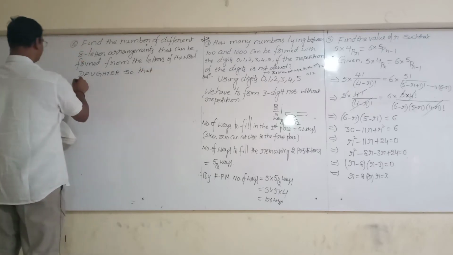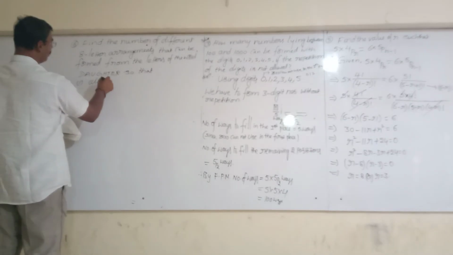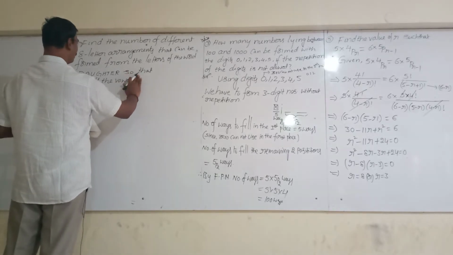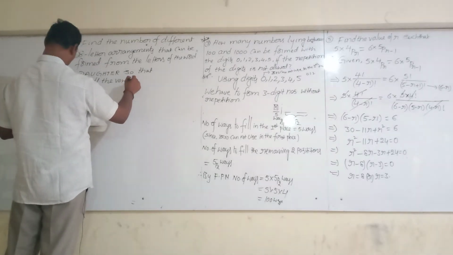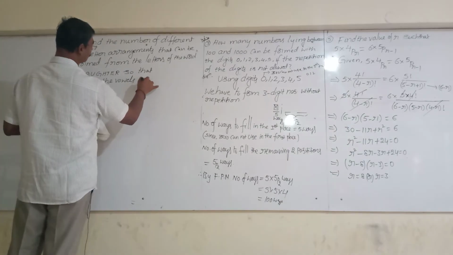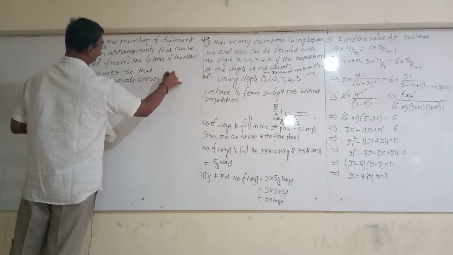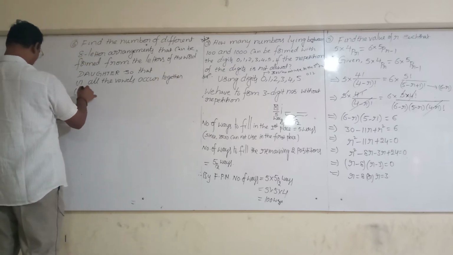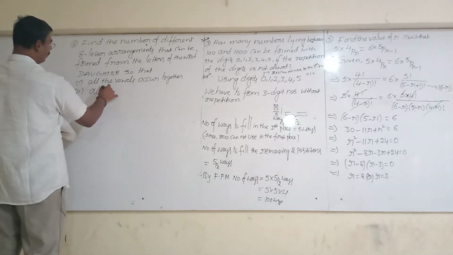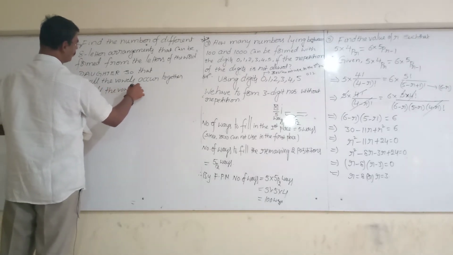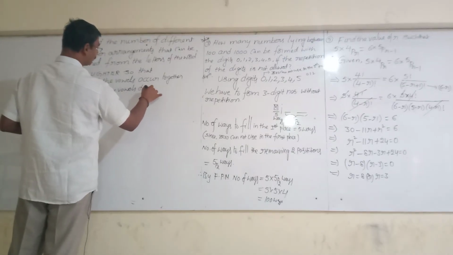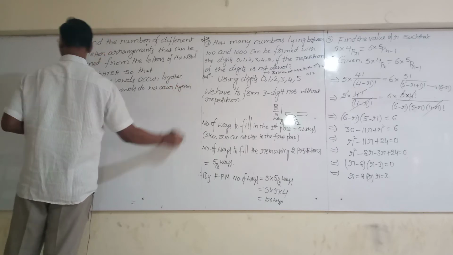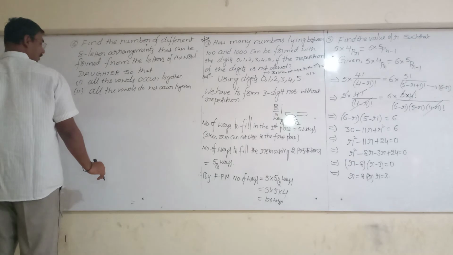the first bit, all the vowels occur together. All the vowels occur together. Second bit, all the vowels do not occur together. All the vowels do not occur together.